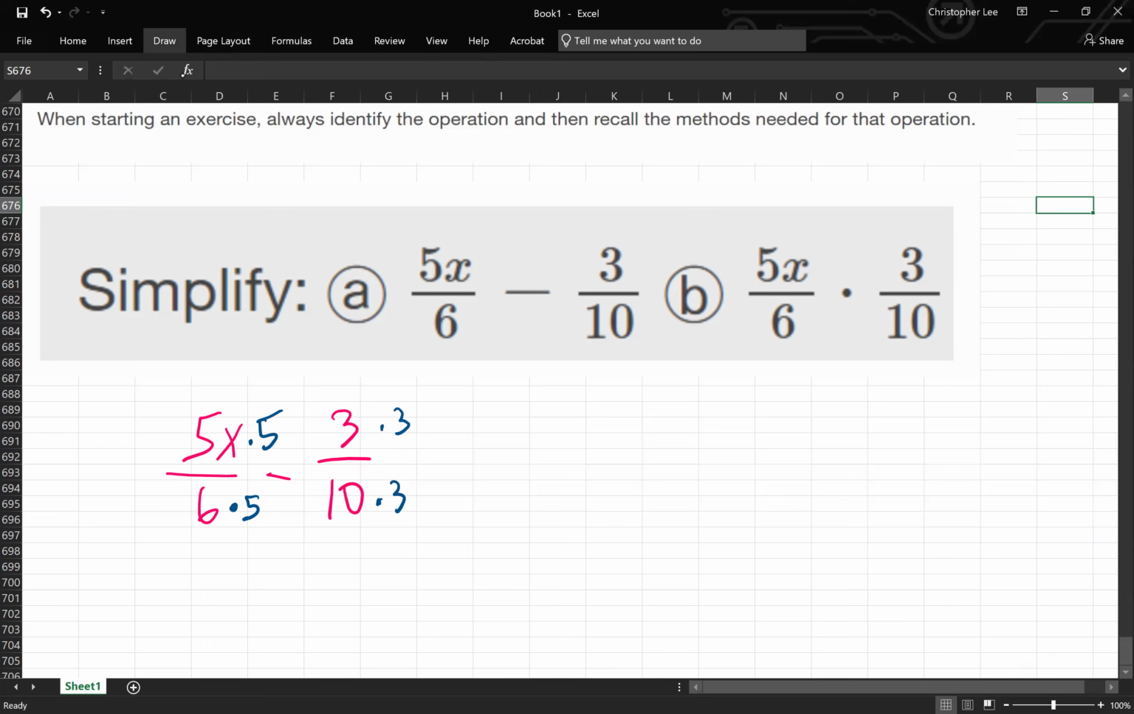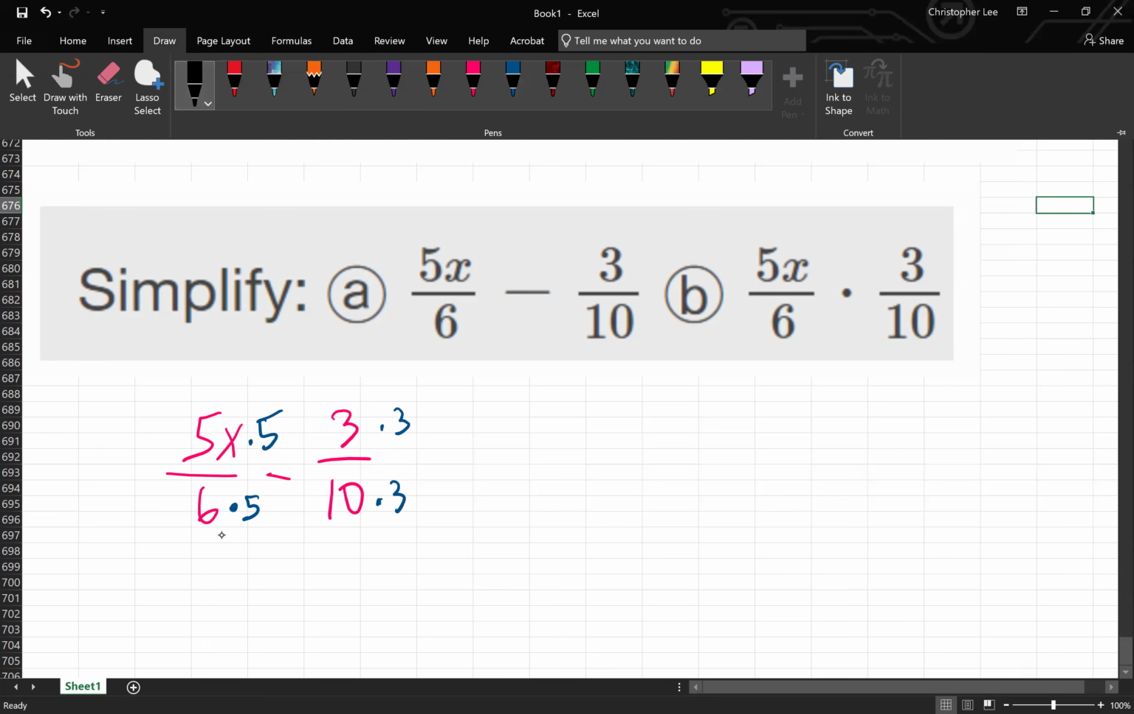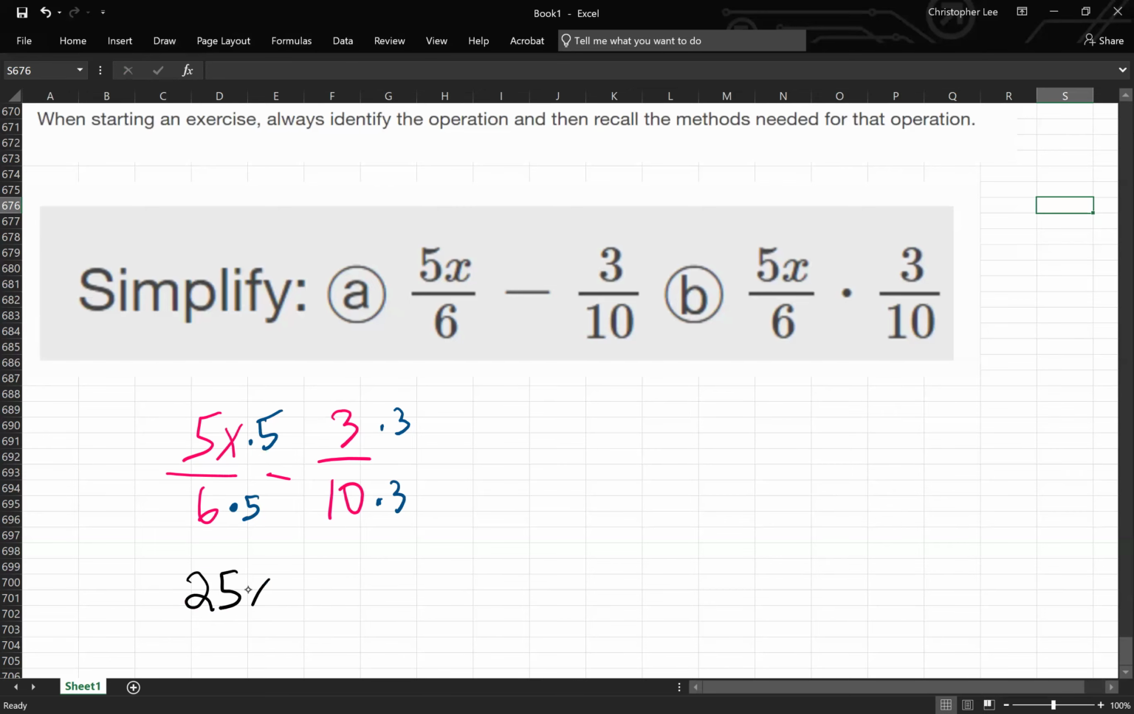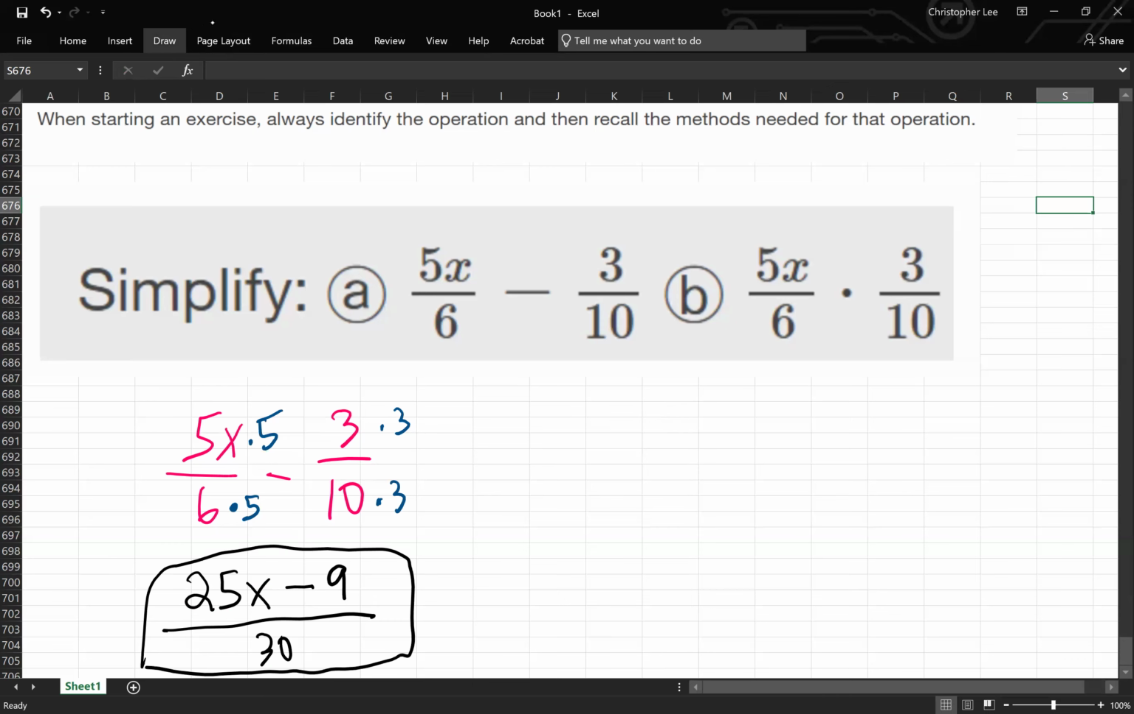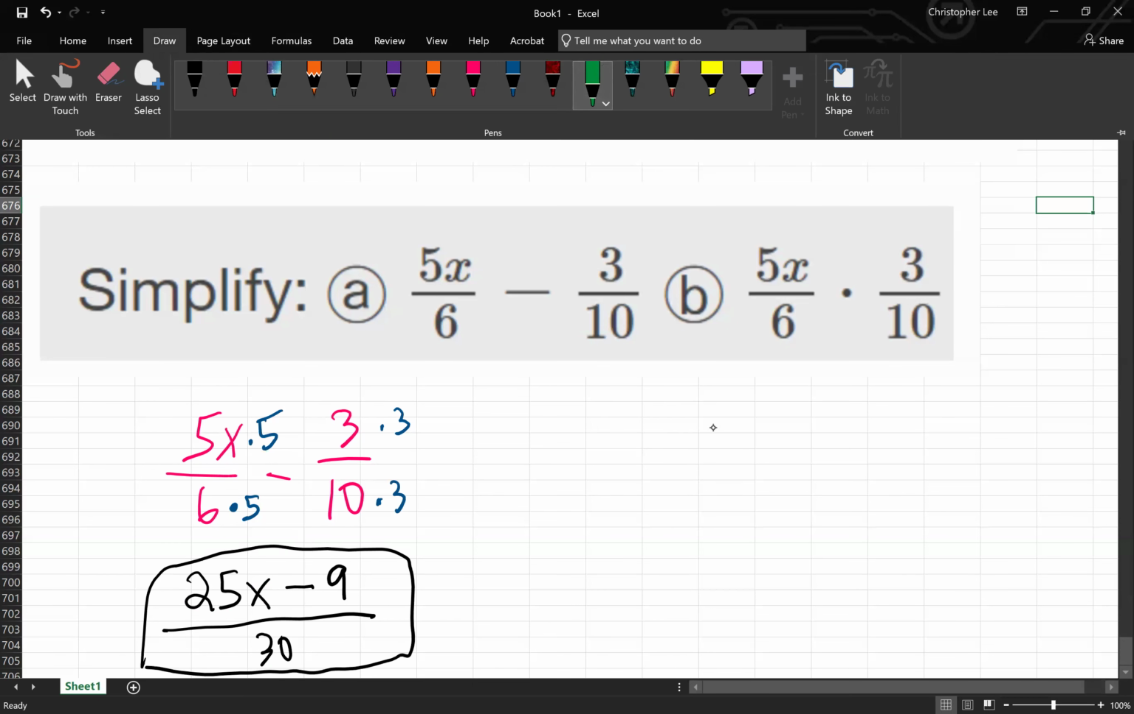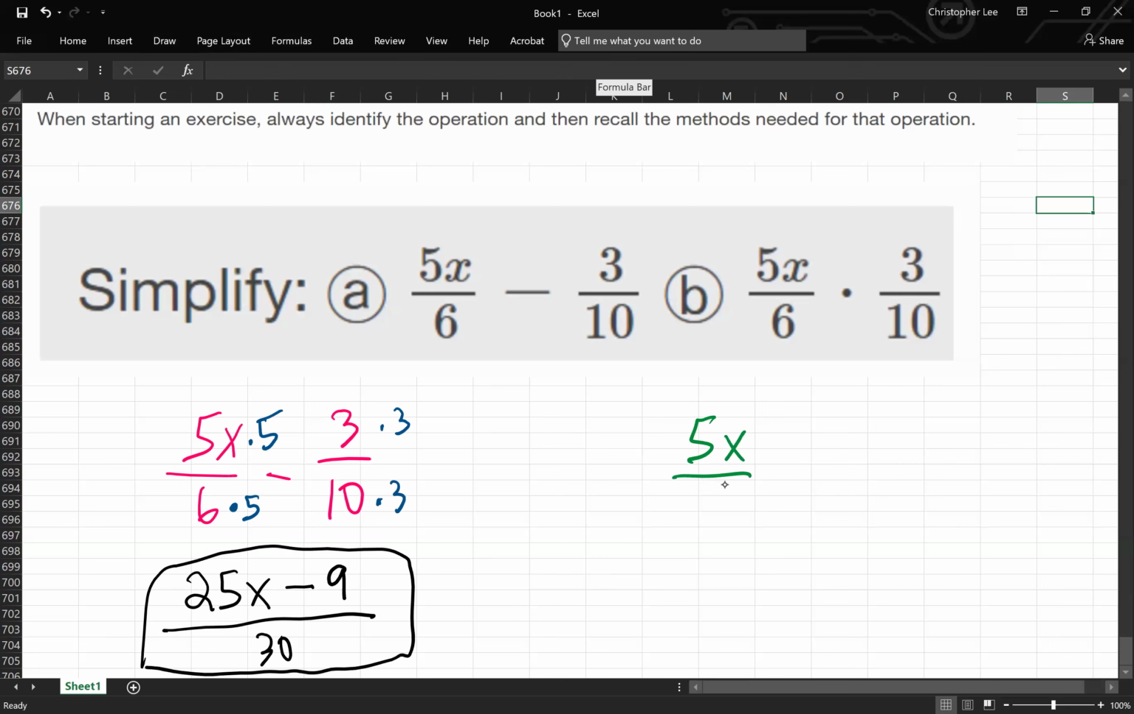So here goes your final answer right here. 5 times 5 is what again? 25, right? It's 25x. Minus, what's 3 times 3 again? 9, right? All over 30. Boom. I'm done. That's it. All right. How about for part B? Let's go with the green one. So I got 5x over 6 times 3 over 10. What's the answer?